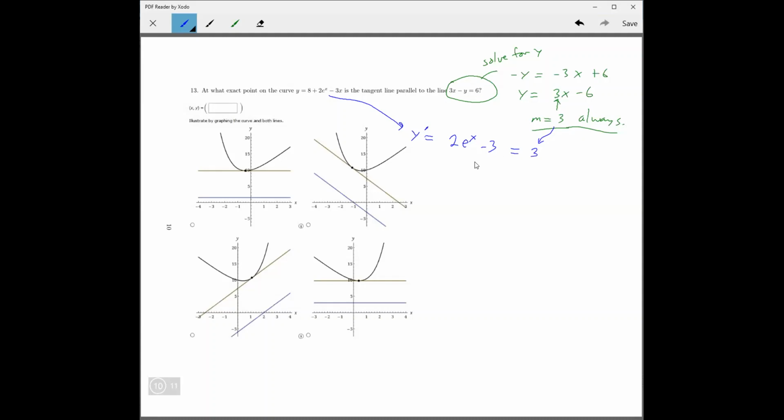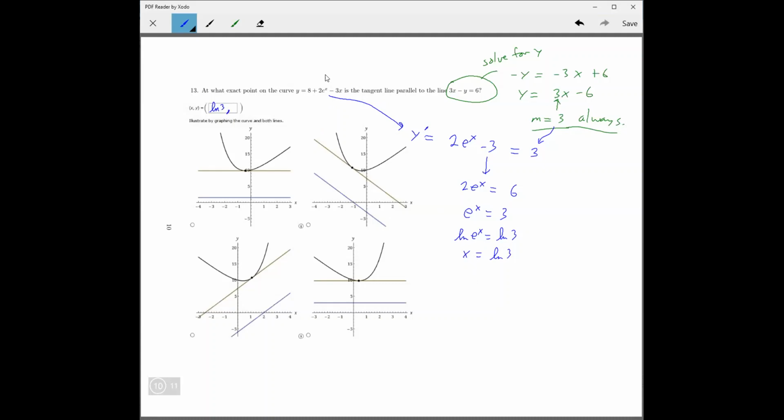Okay, so when you do that and solve for x, 2e to the x equals, adding 3 to both sides gets a 6 there. Dividing by 2, you get e to the x equals 3. And then taking the natural log of both sides, you get x equals log 3. So the first value here is going to be log 3. That's going to be your x value.